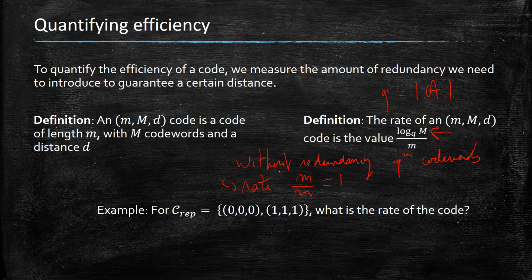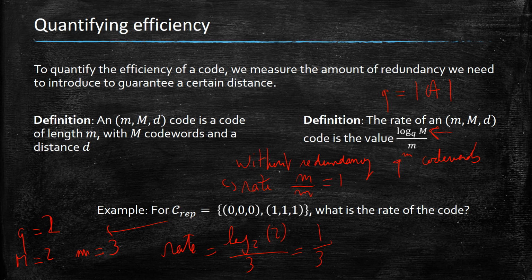So let's see an example, the repetition code. For the repetition code, what do we have? We have q equals 2, and capital M equals 2 as well, and the length of our code this time, small m, is 3. So the rate equals the log in base 2 of 2 over 3, which is 1 over 3. And that shows that we have redundancy.